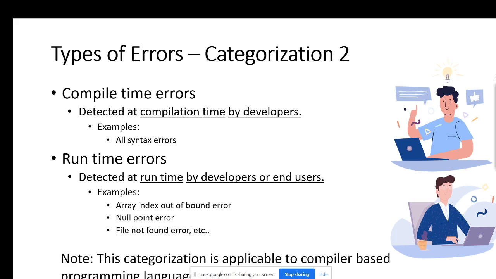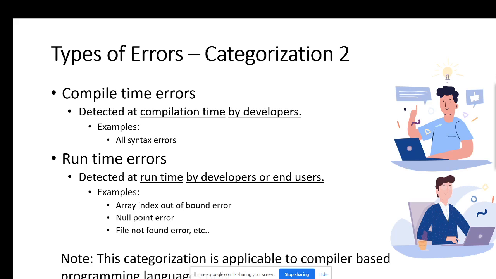So therefore you don't see this kind of categorization for languages like Python, JavaScript, etc. But for languages like Java and C++, we have this categorization. Some errors you detect when you are compiling, right? So all the syntax errors are compile time errors.